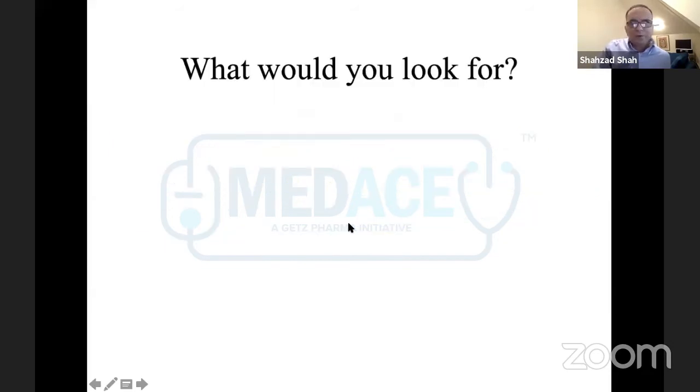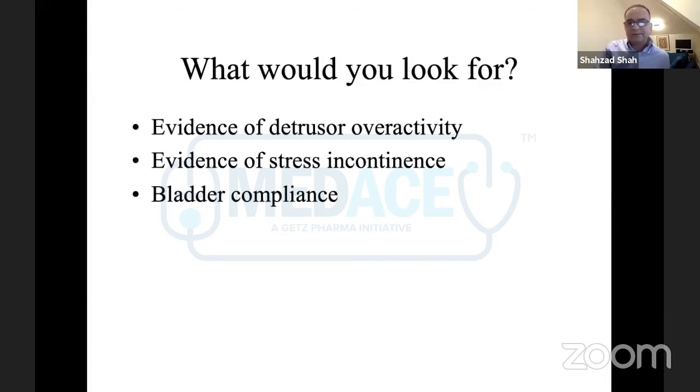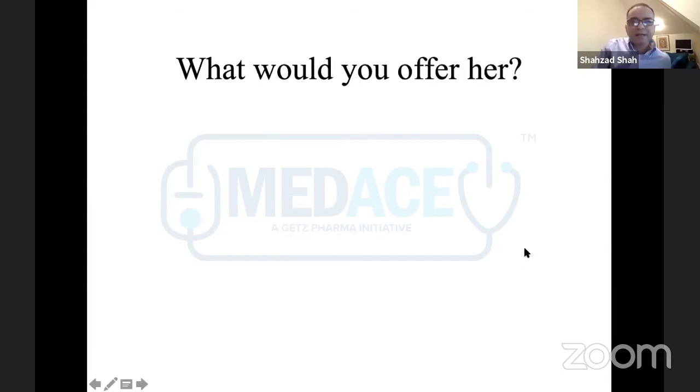Much has been said about urodynamics, and I'm not going to delve into it again, but basically you would look for evidence of detrusor overactivity, evidence of stress incontinence on the filling phase, bladder compliance, and the maximum bladder capacity. We tend to fill the patients after having looked at the bladder capacity and the frequency volume chart. There's no fun in instilling more than what the patient normally would take.